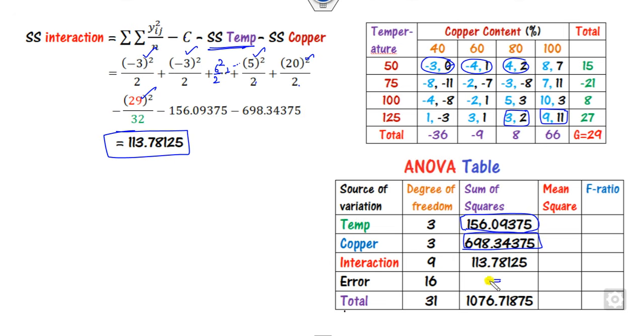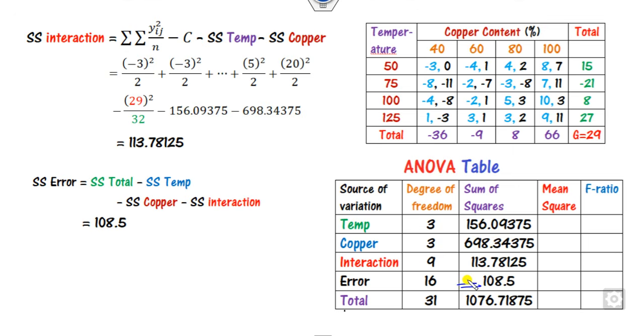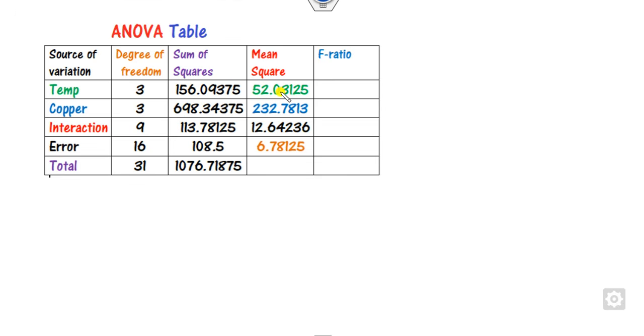Now once you get all these numbers, you can easily find this 113, or you can add them all and subtract from this. You will get the answer here. How do you find the mean of this? That is 1, this divided by 3. You will get this number. Similarly this divided by 9, 108.5 divided by 16, and so on. You will get these answers.